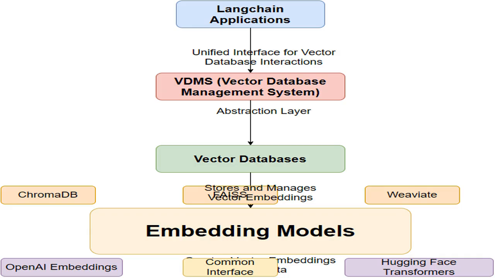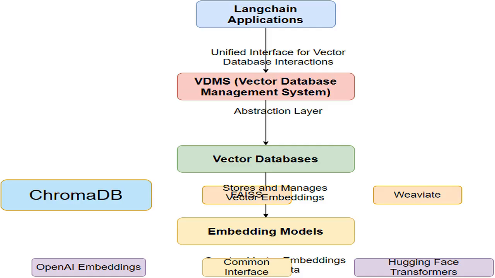Embedding models are algorithms that convert data, such as text or images, into vector embeddings. These embeddings capture the semantic meaning of the data, allowing for similarity comparisons. Examples include OpenAI embeddings and Hugging Face transformers. ChromaDB, FAISS, and Weaviate are examples of specific vector database implementations. They offer different features and performance characteristics, but all serve the purpose of storing and retrieving vector embeddings.